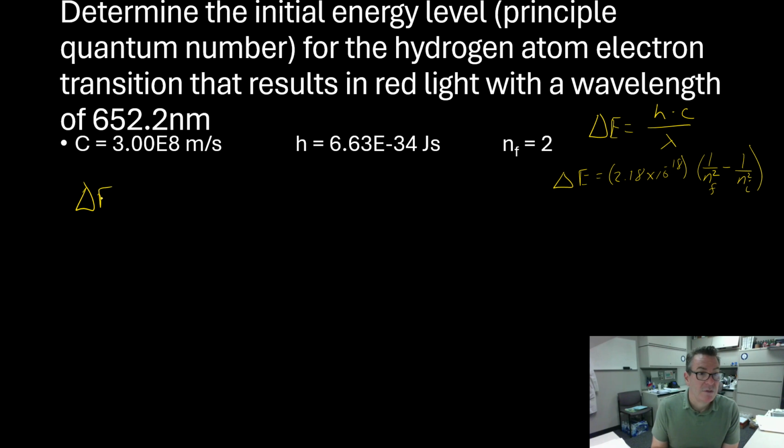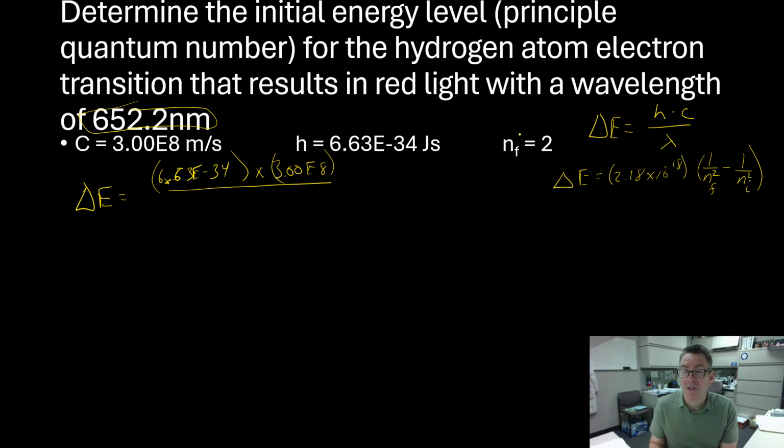So delta E is equal to Planck's constant, the 6.63 e to the negative 34th, multiplied by the speed of light, 3e8, or 3 times 10 to the 8th meters per second. Then we're going to divide that by our wavelength. Here's our wavelength, the 652.2 nanometers, but we need to have that in meters. So let me write that up here.